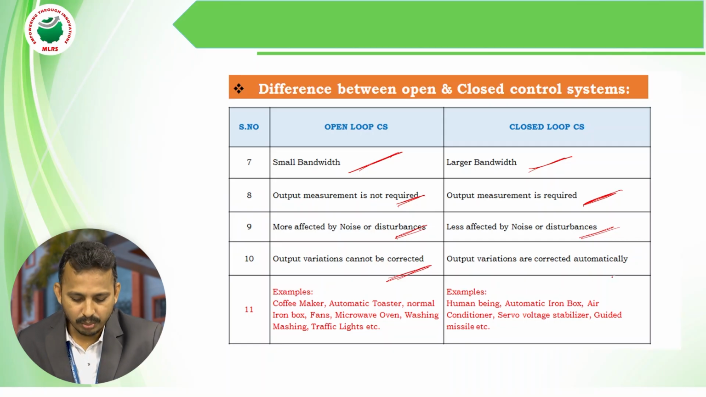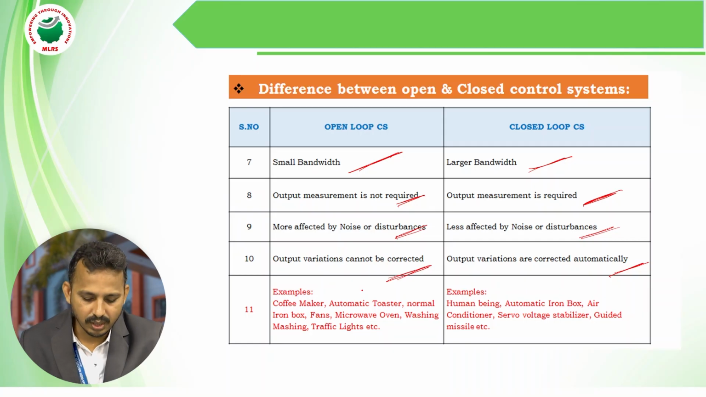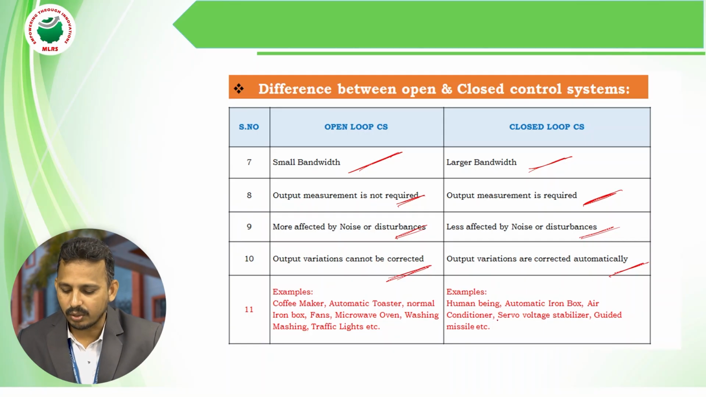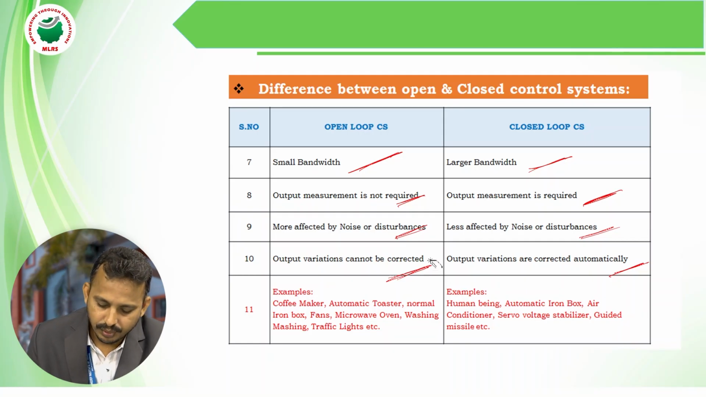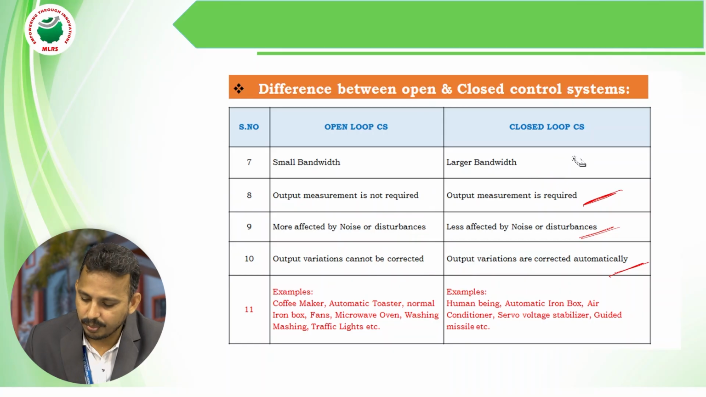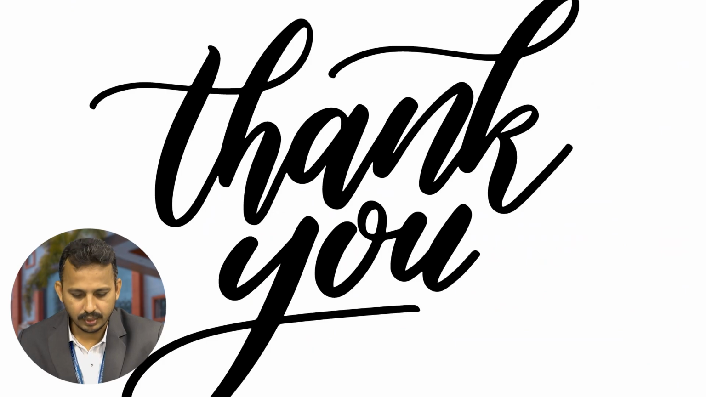In an open loop system the output variation cannot be corrected, but in a closed loop system the output variations are corrected automatically. Examples of open loop control systems are coffee maker, automatic roaster, normal iron box, fans, microwave, etc. Examples of closed loop control systems are the human brain or human being, automatic iron box, air conditioner, servo, voltage stabilizer and guided missile, etc. So these are a few differences between open loop and closed loop control systems. Thank you.